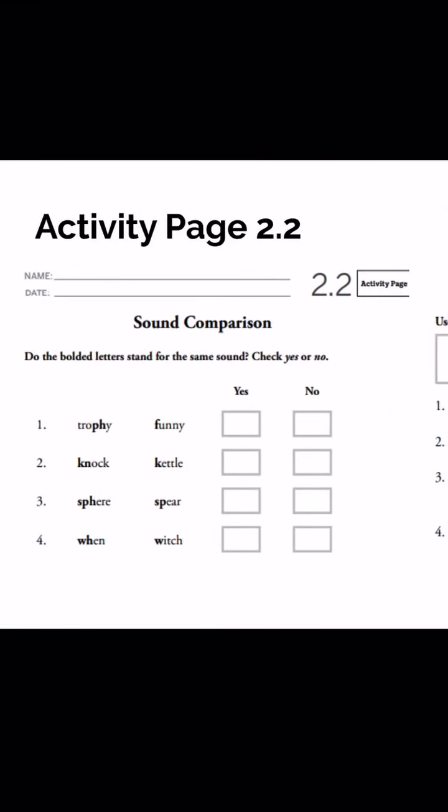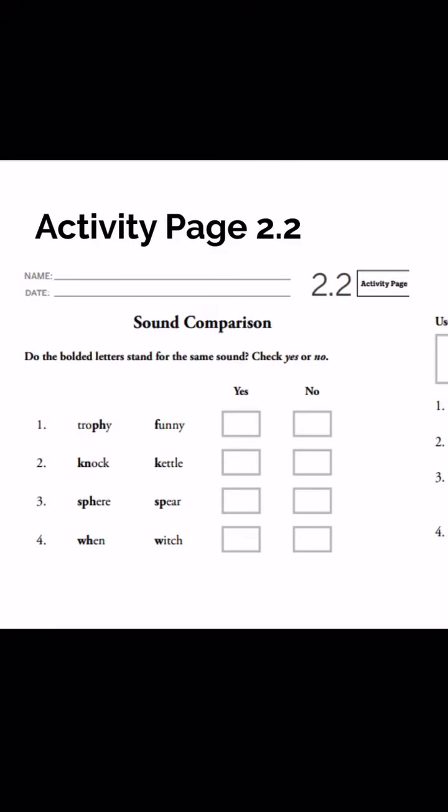Here is where we're going to do our sound comparison. You are going to ask yourself, do the bolded letters stand for the same sound? You're going to check mark yes if they do or no if they do not. So number 1, let's do that one together. We have the words trophy and funny. Do those bolded letters make the same sound in each of those words? Trophy, funny. Yes, right? So you're going to check mark the yes box.